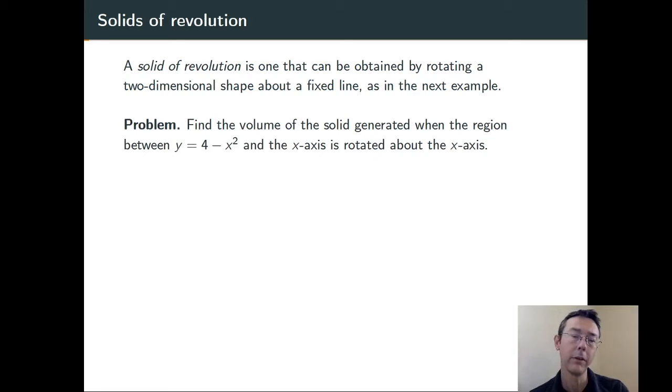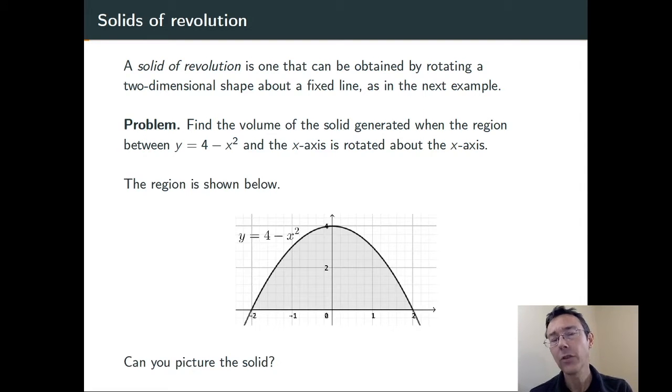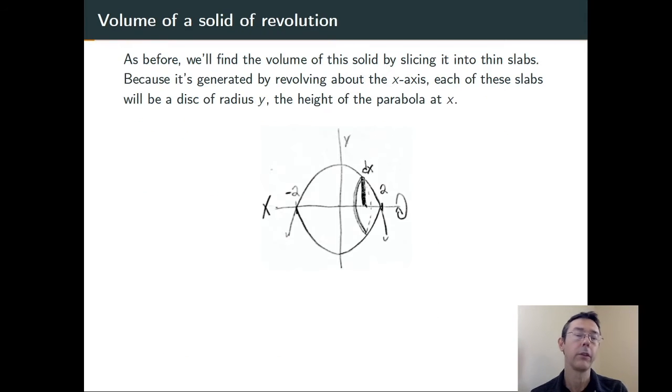So let's get one. Find the volume of the solid generated when the region between y equals 4 minus x squared and the x-axis is rotated about the x-axis. So let's get a picture of the region and try to imagine what this is going to look like when we rotate it around the x-axis. Can you do that? Let's have a picture of what it looks like. There it is. It's going to have a vaguely football type shape.